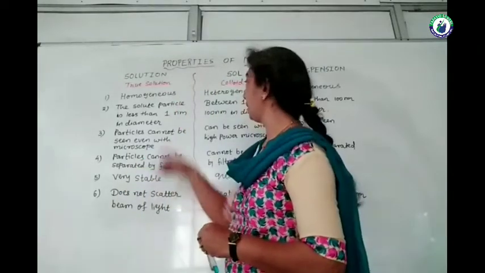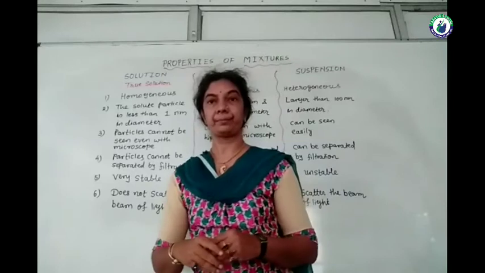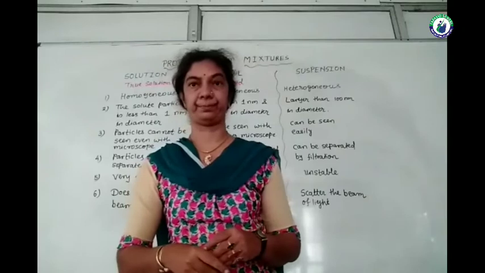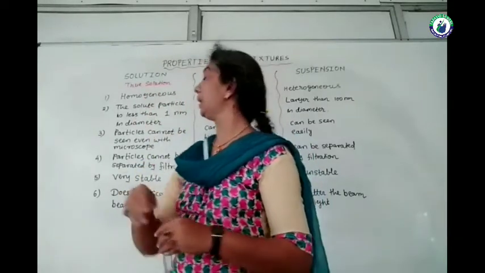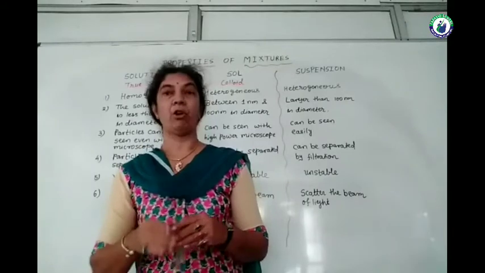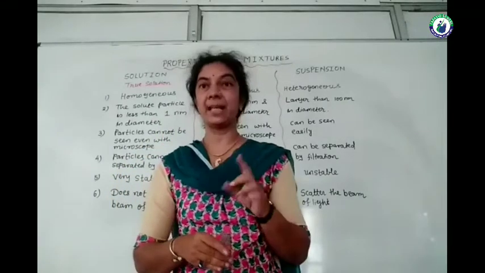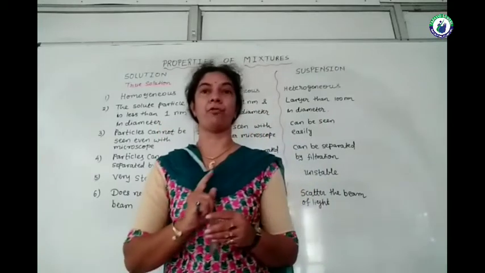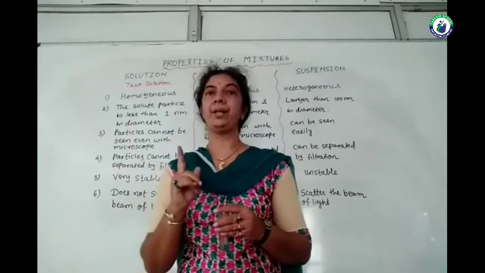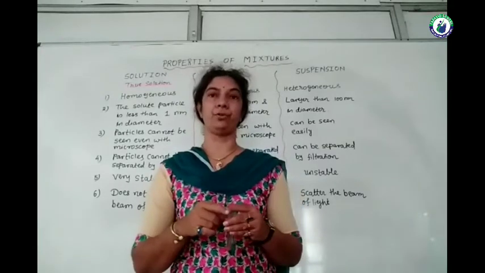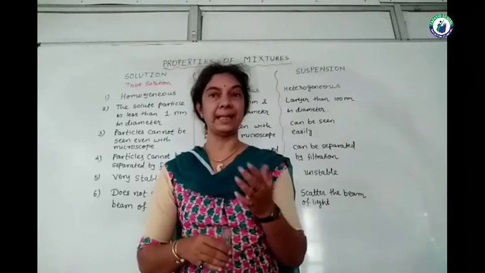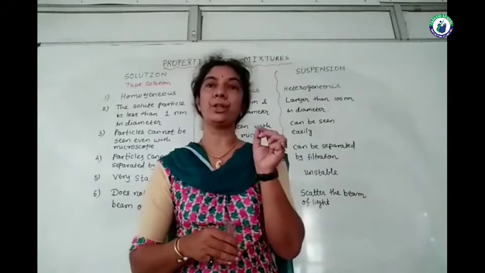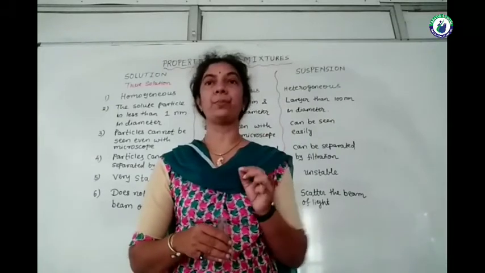Based on this, the most important property is the size of the particles of the solute. In a true solution, the diameter of the particle is less than 1 nm. Nm stands for nanometer, and 1 nanometer is equal to 10 raised to minus 9 meter. So you can imagine how much smaller the solute particles are.